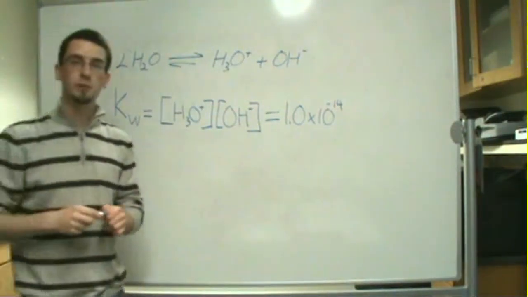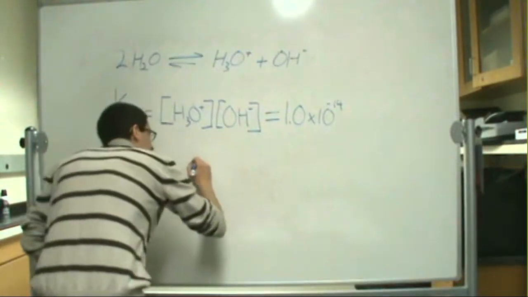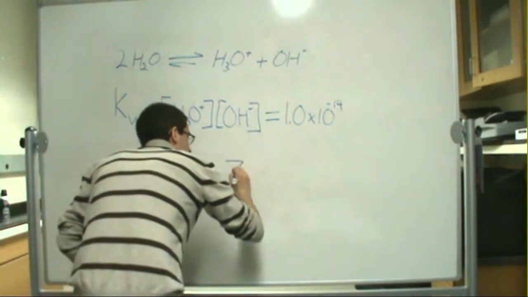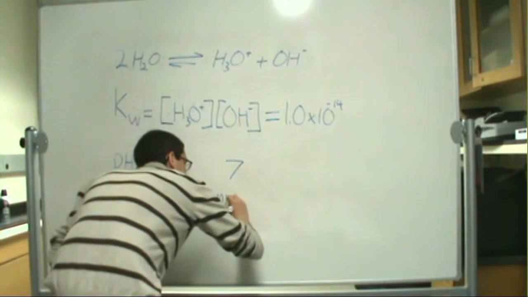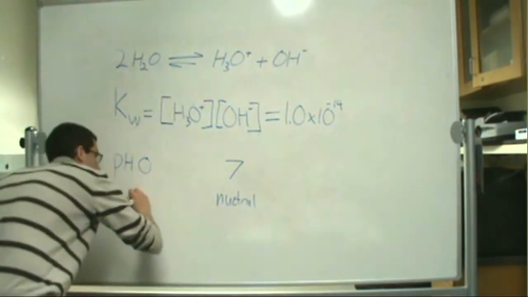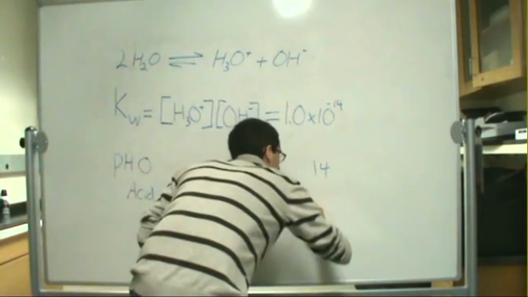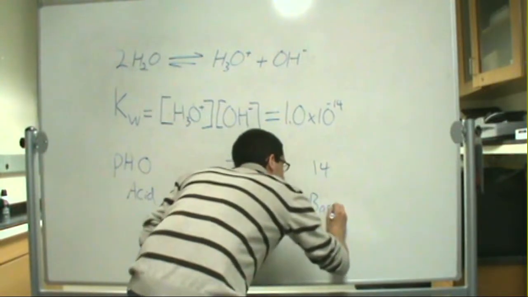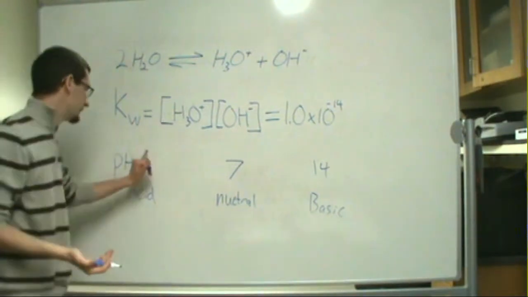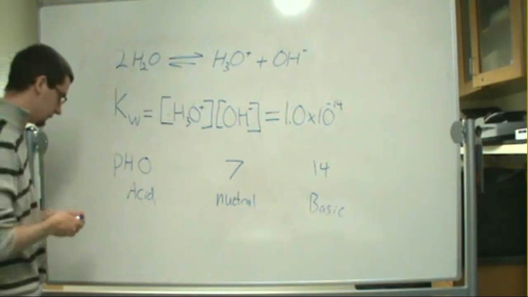Now this can be related to the pH scale. If we have a pH of 7, we're at a neutral system. If we have a pH close to 0, we're at an acidic system. And if we have a pH up to 14, we have a basic system. So why does this only go up to 14? Why doesn't it go higher? Why does it only take on these values? Well, it has to relate to this Kw, which I'll hopefully show you in a minute.